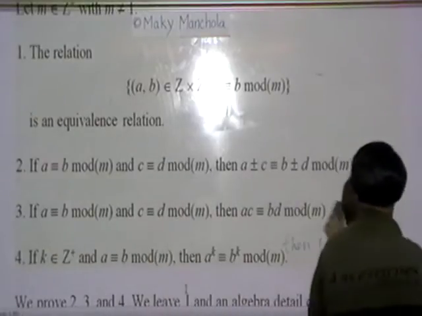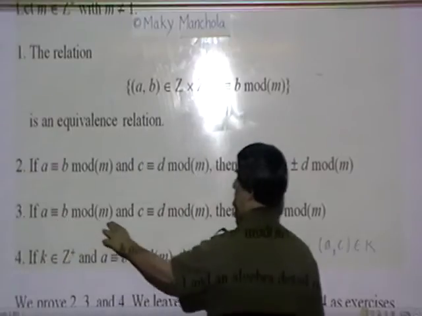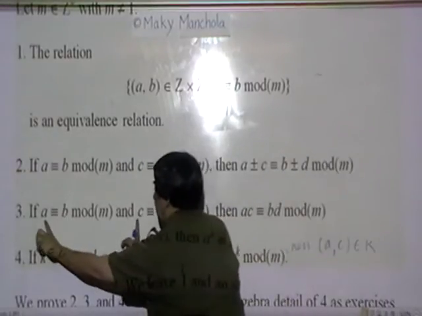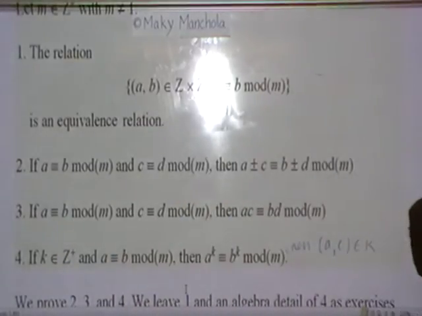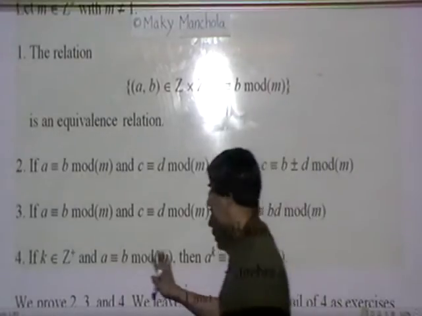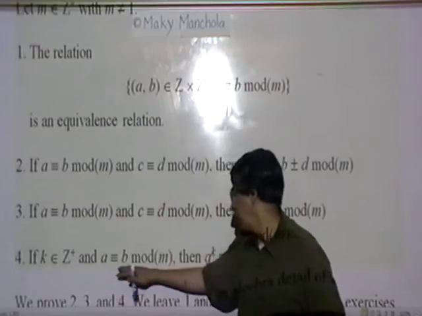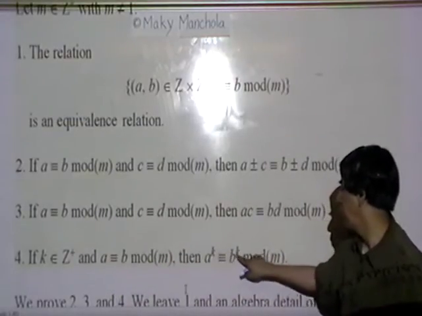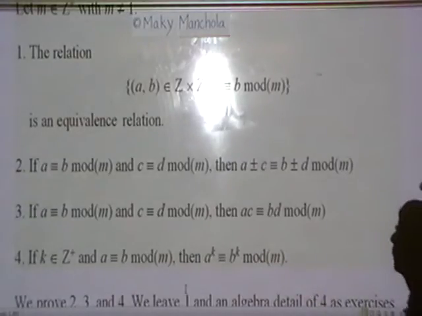Another property is if A is congruent to B mod M and C is congruent to D mod M, then the product of A and C is congruent to the product of B and D mod M. If K is a positive integer and A is congruent to B mod M, then A to the power K is congruent to B to the power K mod M. That's another property of congruences.